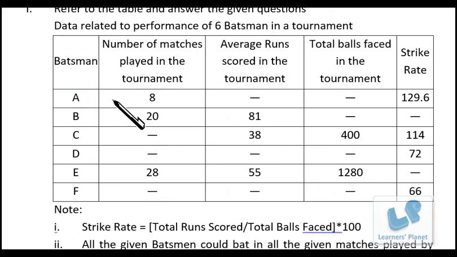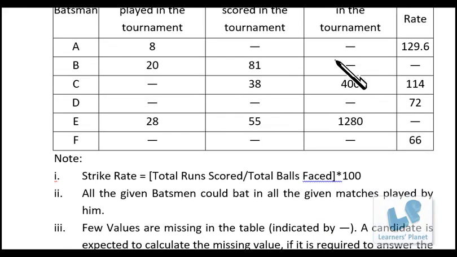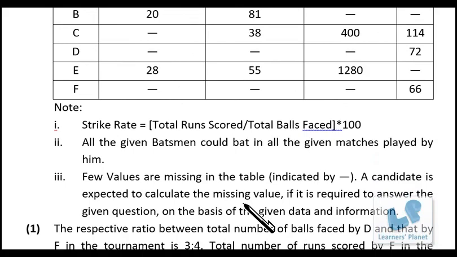Now, data related to the performance of 6 batsmen in a tournament. Number of matches played in the tournament by batsmen A, B, C, D, E, F, average runs scored in the tournament, total balls faced in the tournament, and strike rate. Now, what is strike rate? Strike rate is total runs scored by total balls faced into 100. All the given batsmen could bat in all the matches played by them. A few values are missing.